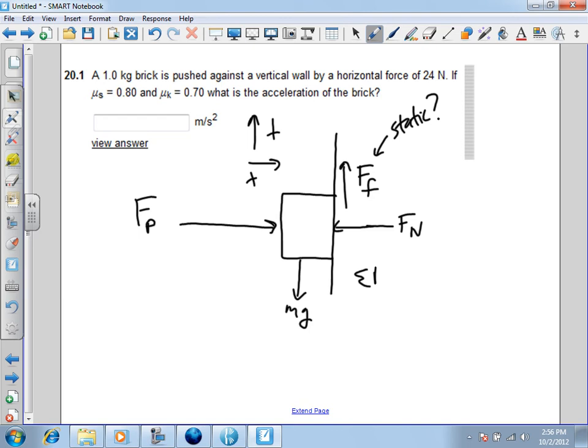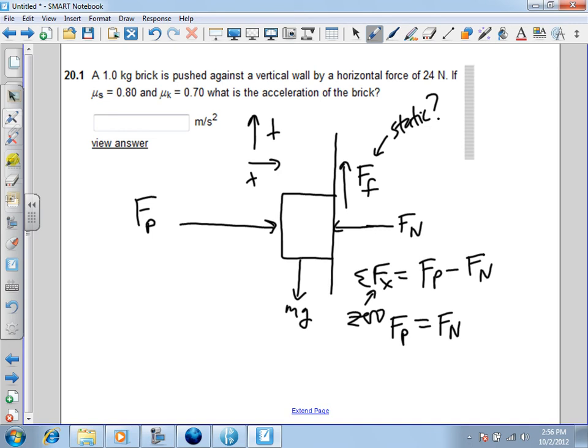So in the x direction, the net force in the x direction is going to be Fp minus Fn. We already know this is going to be 0 because we're not accelerating that way. There is no net force, right or left. So that will simply tell us that the push is going to be equal to the normal force from the wall. That's going to be important when we calculate friction later.